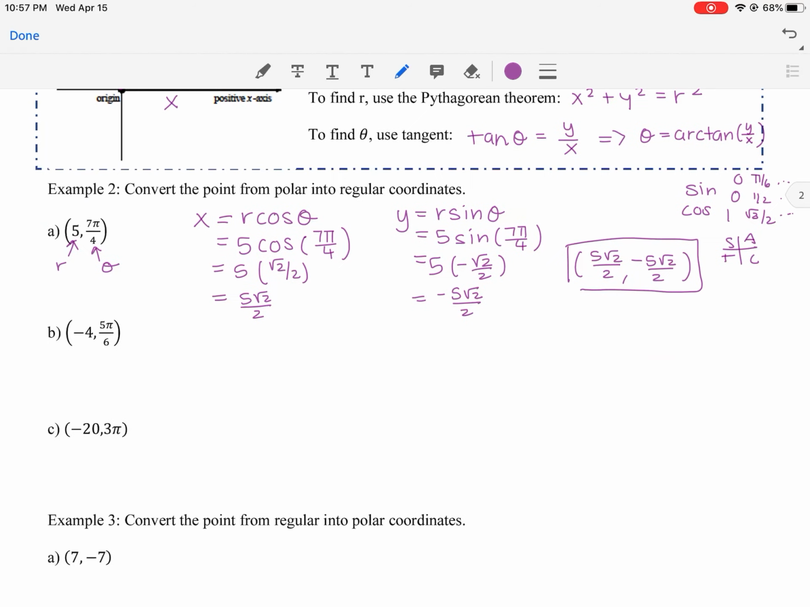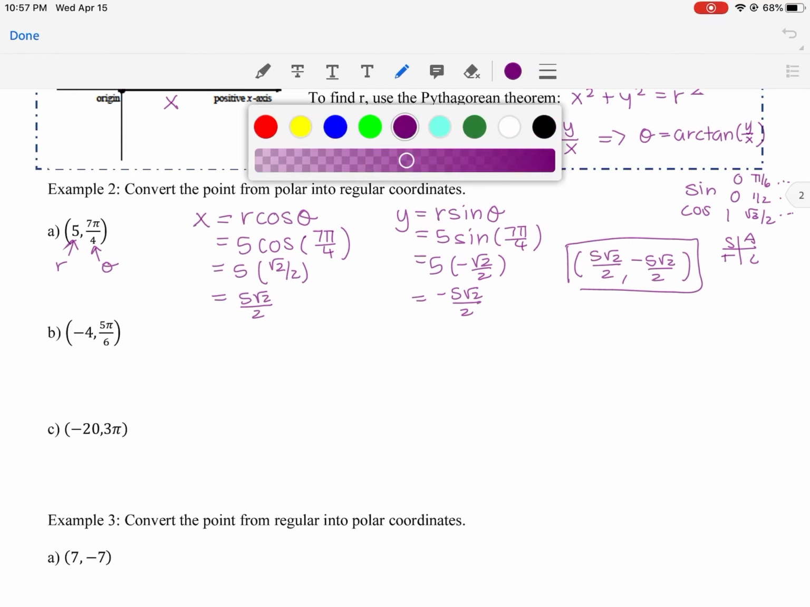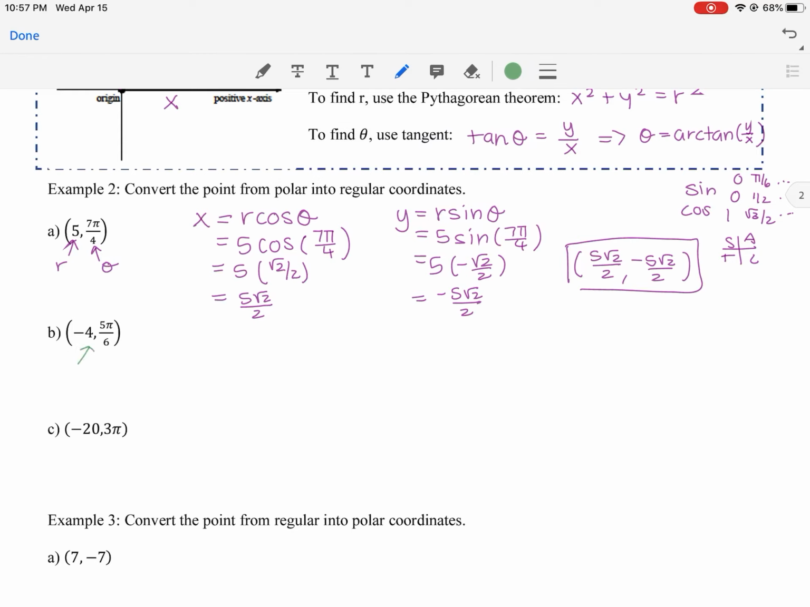Okay, let's go to the next one. I'll just do it in different colors so we can keep things straight. So this is saying my radius is negative 4 here, and my theta is 5 pi sixths. So x equals my radius of negative 4 times cosine of 5 pi sixths. I think I said fourths before. So we're doing negative. Cosine of 5 pi sixths has a reference angle of pi sixths, and cosine at pi sixths is square root of 3 over 2.